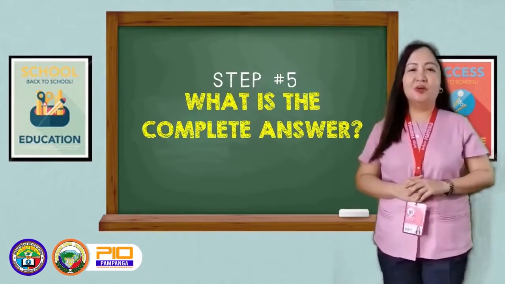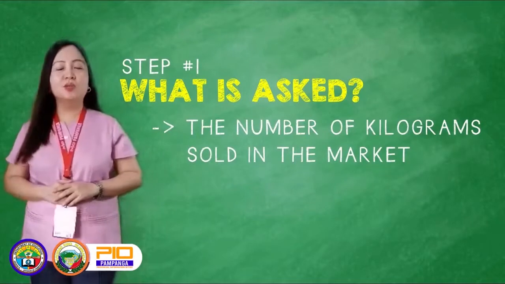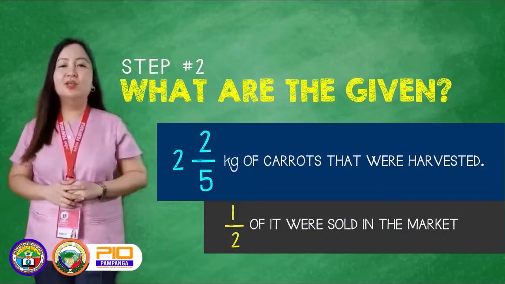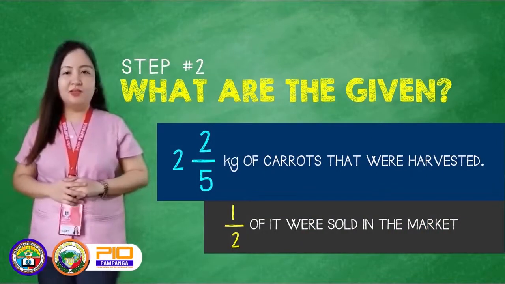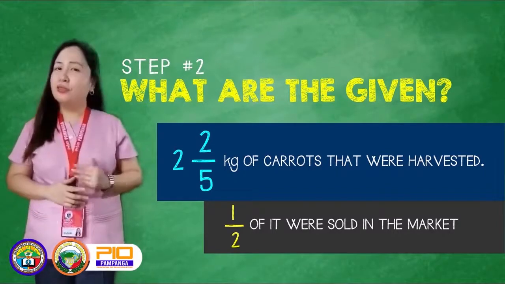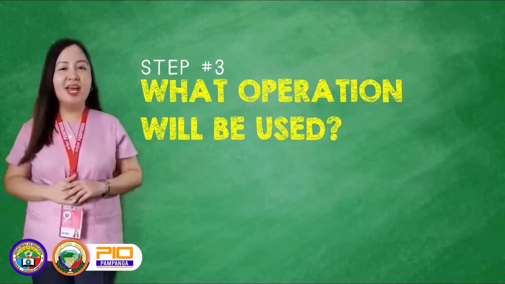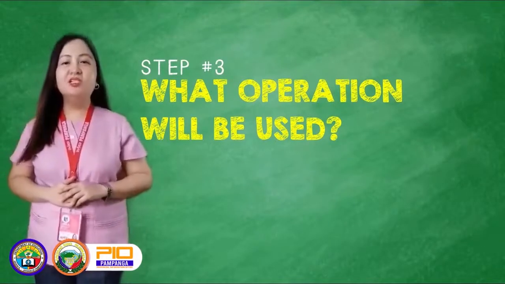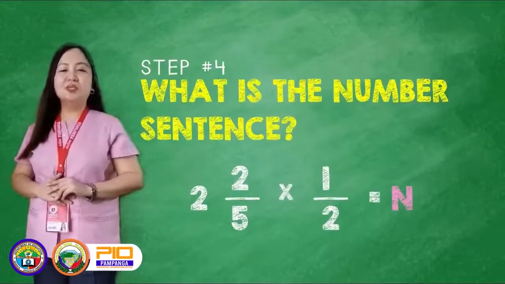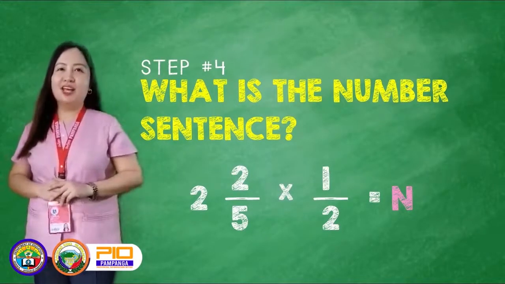Let us go back to our problem. First, what is asked? It is the number of kilograms sold in the market. Second, what are given? These include 2 2/5 kilograms of carrots that were harvested and 1/2 of it was sold in the market. Third, what operation will be used? Since we are getting the 1/2 of 2 2/5, the operation to be used is multiplication. Fourth, what is the number sentence? The number sentence is 2 2/5 times 1/2 equals n.